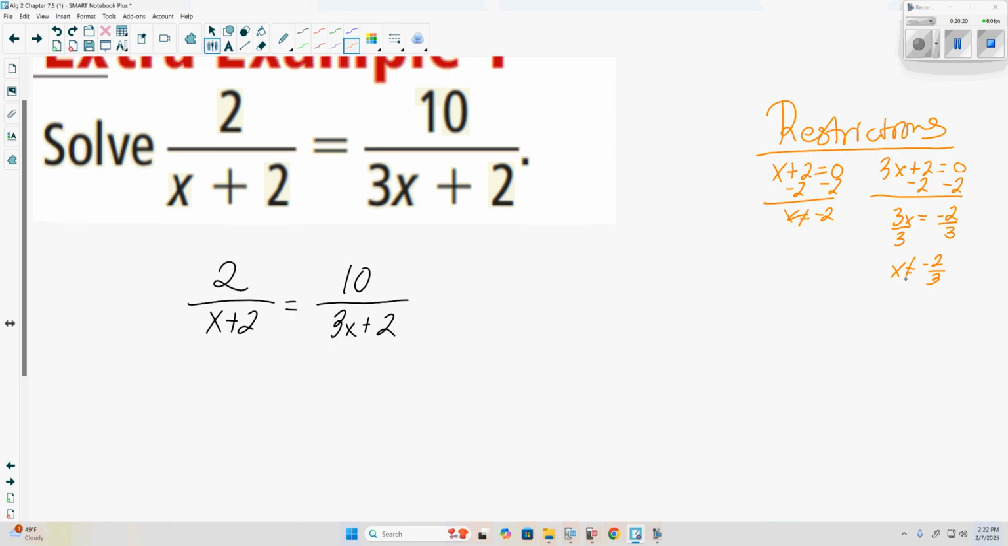Now, what would happen if we got one of those values? Well, put a big old X through it. It doesn't work.